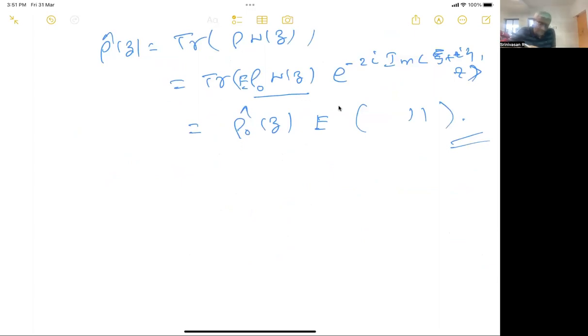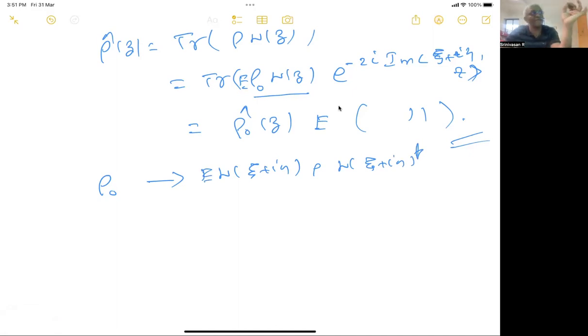So this is also a channel. This is what is called a bosonic channel. This rho hat goes to this W of xi plus i eta, rho W of xi plus i eta star expectation. This is what is also given a 2n-valued classical random variable.